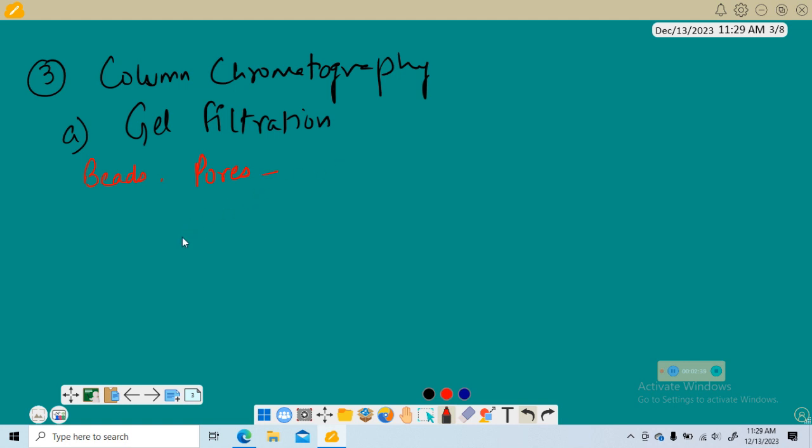So now let's say we draw it like this. Let's say this is the stationary phase. Here we have beads. Different components of the compound stop moving at different points and separate from other components. The separation is based on different molecular size. Now let's say I have three molecules. One is the biggest, then we have the medium one, and this is the smallest one.